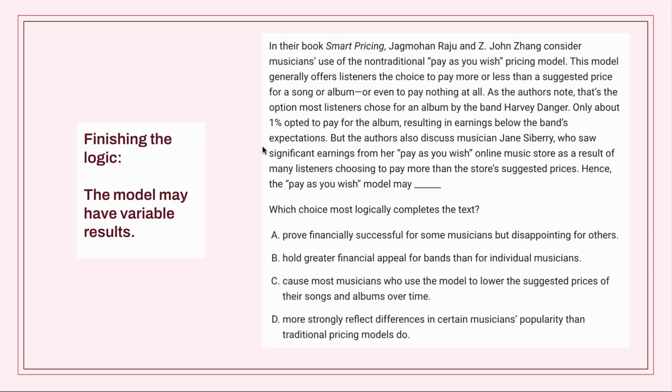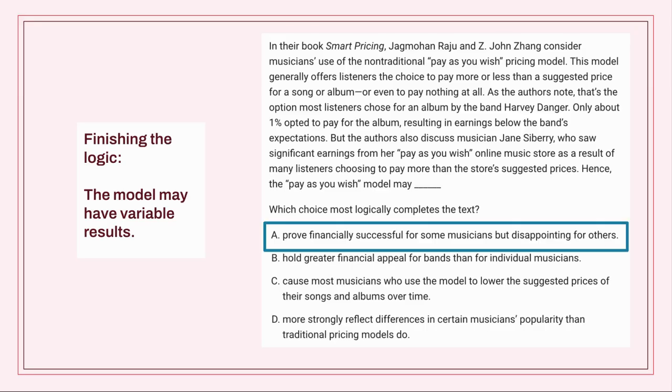So, if I had to finish this logic, then I think the best answer choice, and you can pause to see which one is better, I think A is going to be the best one. So, this model may prove financially successful for some musicians, but disappointing for others. Yeah, I think that's pretty much it, right? It was pretty good for Jane, but it was pretty disappointing for Harvey Danger, the band. So, again, it's simple, right? It's not a crazy inference, but it's just restating what it already told us in a more concise way.